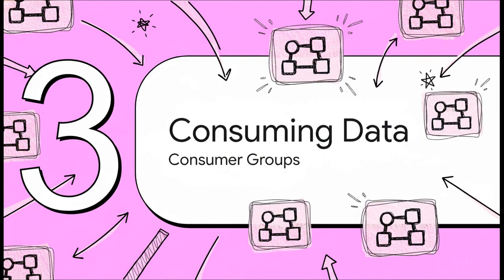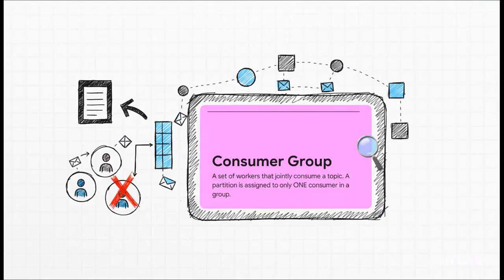We've spent a lot of time talking about how to get data into Kafka, but getting it out, well, that's where things get really, really interesting. This is where Kafka's true power starts to show itself. The way you read data is with something called a consumer group. Think of it as just a team of your applications all working together to process the stream.